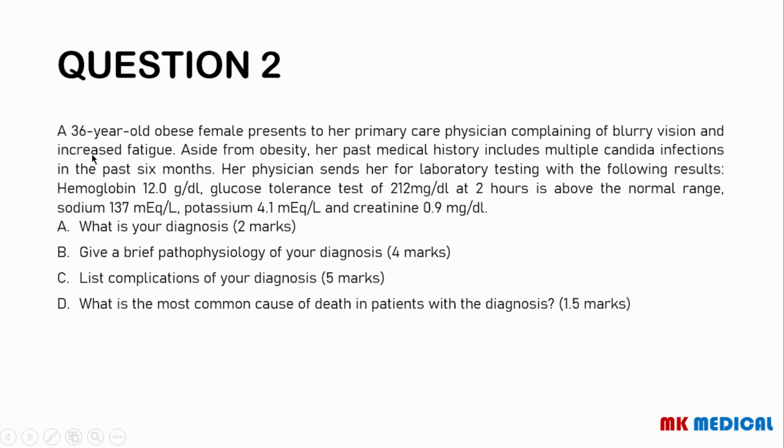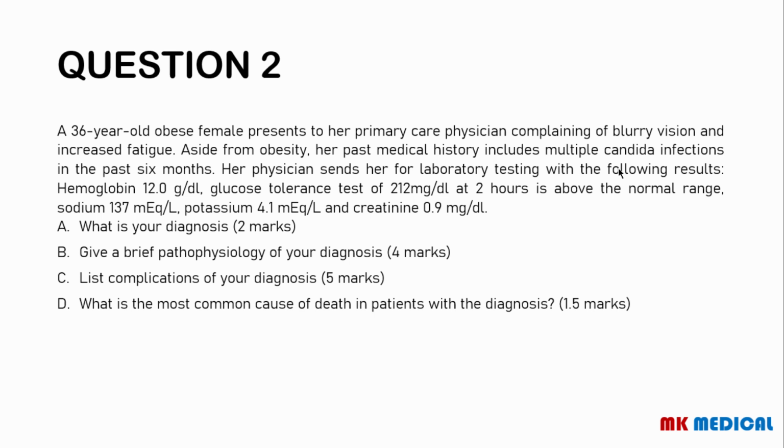So of course, this is a woman that's coming in that's 36. This woman is overweight, so she's obese, and she's having blurry vision, increased fatigue. Okay, so maybe you're thinking something CNS, but I highly doubt that, because there would be other symptoms. Then, apart from the obesity, she's had multiple candida infections. And remember, whenever you see someone having these recurrent candida infections, if it's not really a hygiene problem, then you should think that this is an immune system problem.